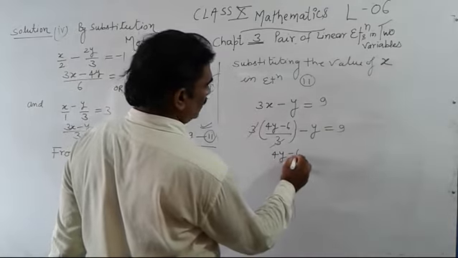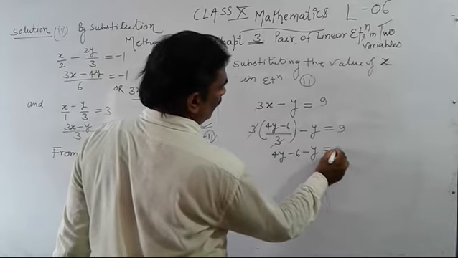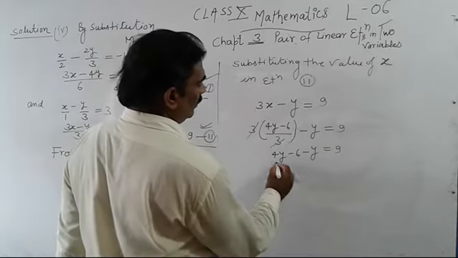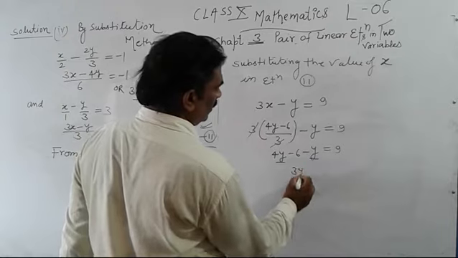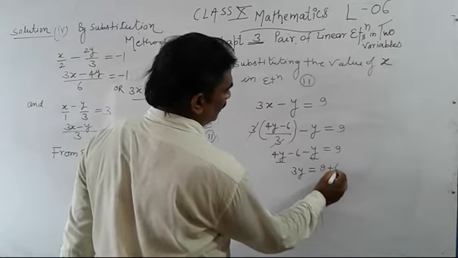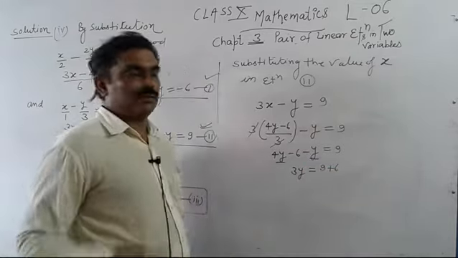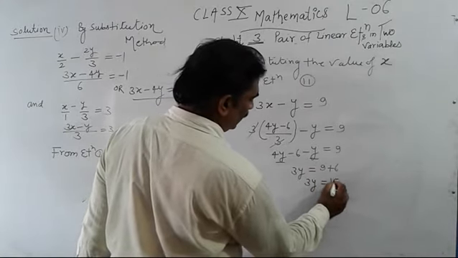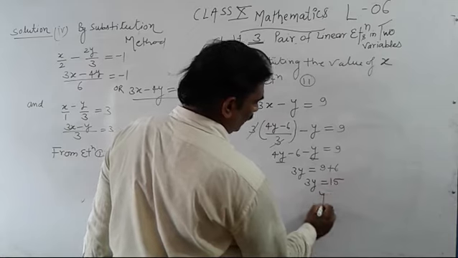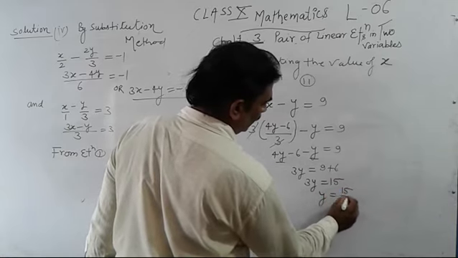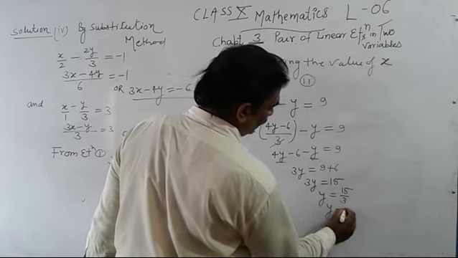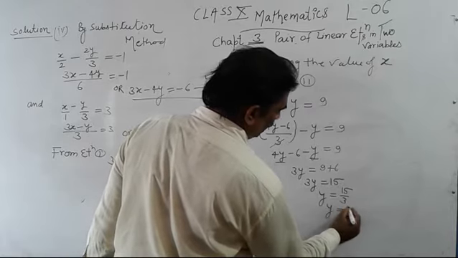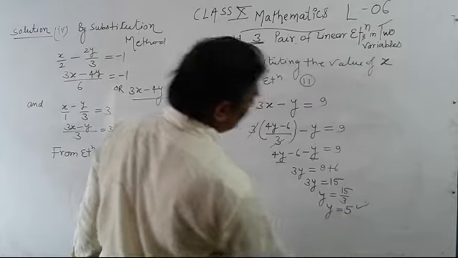4y minus 6 minus y is equal to 9. 4y minus y, that is 3y, and 9 plus 6 goes to the right hand side. 3y is equal to 15. Therefore, y is equal to 15 upon 3, y is equal to 5. So student, this is the first value, the value of the first variable.